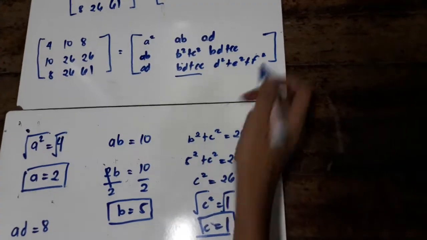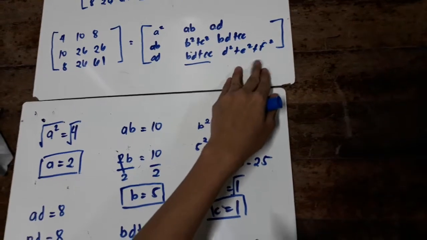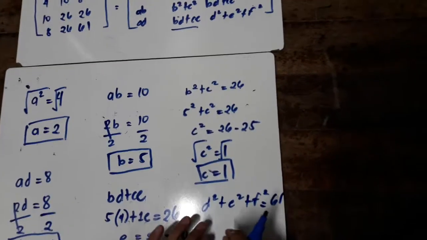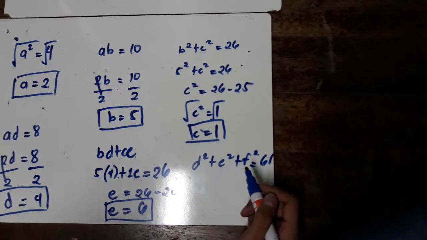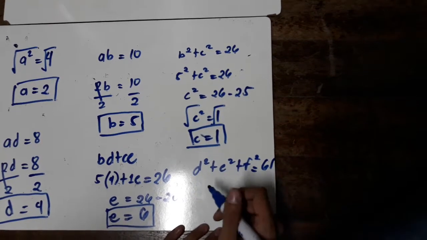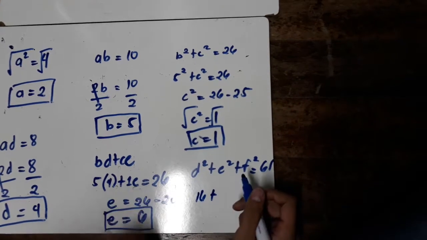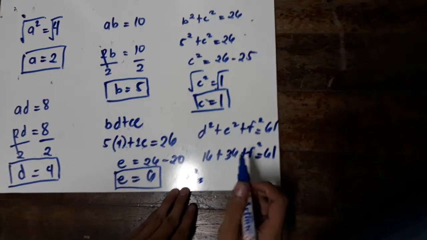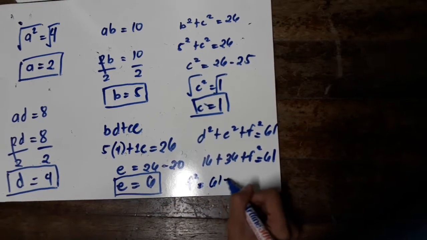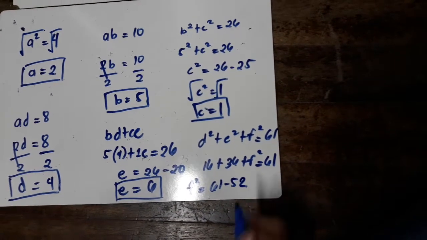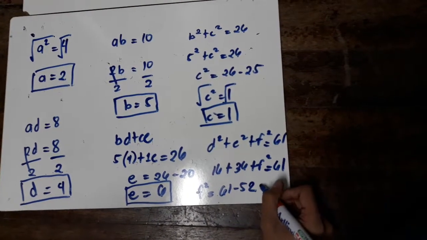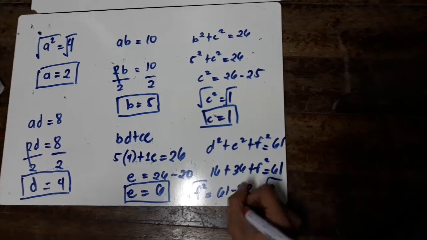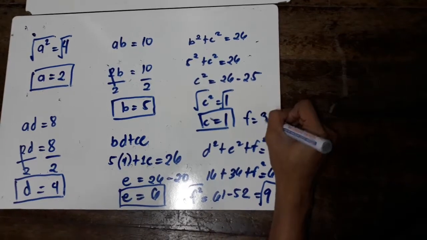Last is getting the value of F. We have D squared plus E squared plus F squared is equal to 61. Since we have the values for D and E, we just substitute the values we solved earlier. D squared is 16, plus E squared, 6 squared, is 36, plus F squared is equal to 61. So F squared is equal to 61 minus 52, since 36 plus 16 is 52, which is 9. Since we need to undo the square, the square root of 9 is 3. So the value of F is equal to 3.